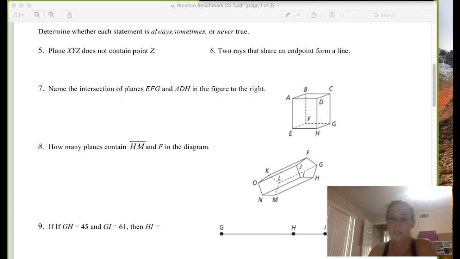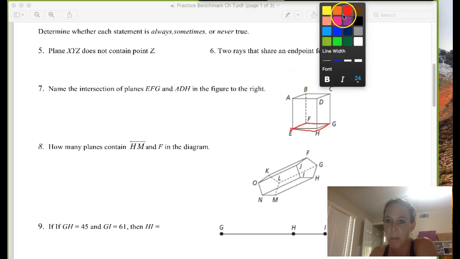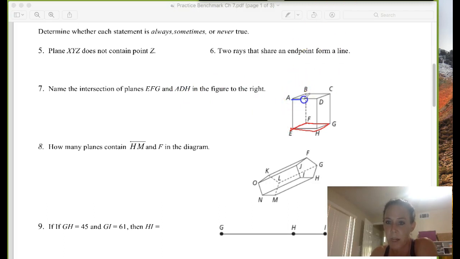So let's look at this, the intersection of planes, and I like to just highlight what I'm looking at. I'm looking at EFG, so this plane right here, okay, and ADH. Here's A, and maybe I'll do this in blue. Here's AD and H, so it'd have to be this plane right here. All right. Name the intersection. Well, it looks like the blue and the red cross over at segment EH, and there's my intersection. Okay.